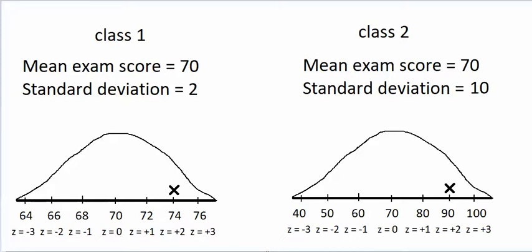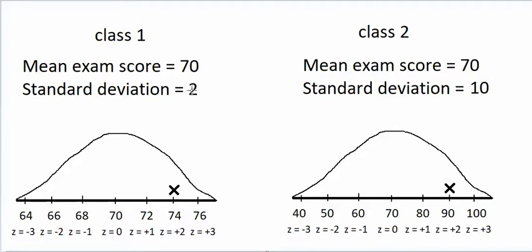And this example is just imaginary. So I'm just going to be talking about two imaginary classes. We're imagining that two classes just took an exam, and both classes have a mean exam score of 70. Both classes have an average of 70, but the two classes have different standard deviations. Class number 1 has a standard deviation of 2, and class number 2 has a standard deviation of 10.